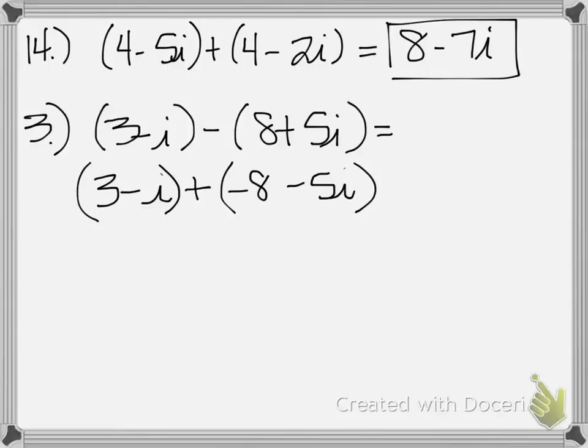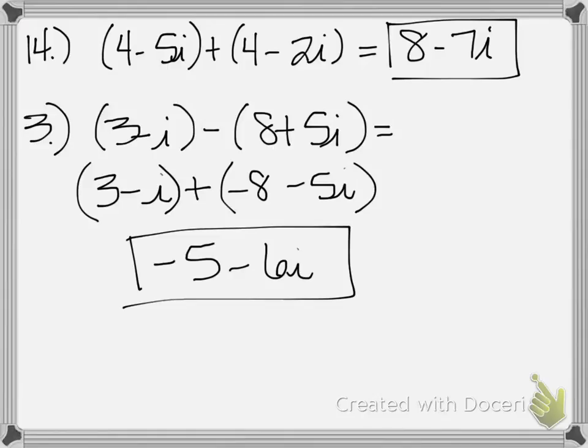And you can put parentheses around that if you like. And that's because the negative sign is in front of the other sign. You can rewrite any subtraction problem as an addition problem just by adding the opposite. So then this will give me my like terms. Let's see here, 3 and a negative 8, that's negative 5. And a minus i and a minus 5i would be a minus 6i.